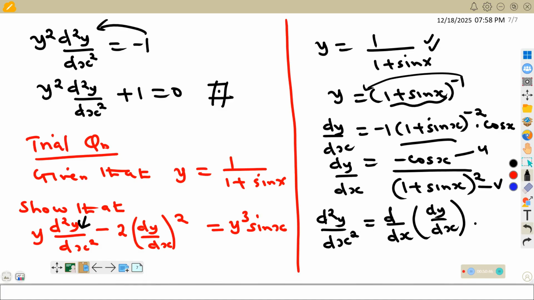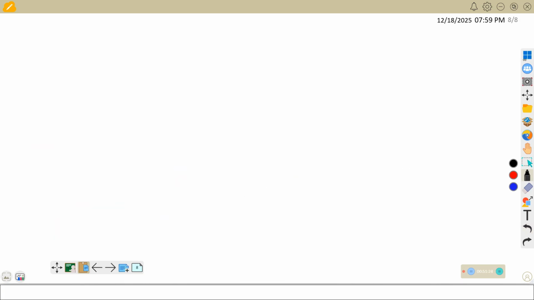So try out that one, and see if you are able to have this satisfied. That is, you should be able to show that y times the second derivative minus 2 times the first derivative squared is the same as y to power 3, then sine of x. So simply follow the procedures, get the d2y dx squared, and then this should come easily. Okay, so you will try out that, and next we shall look at one more question here.